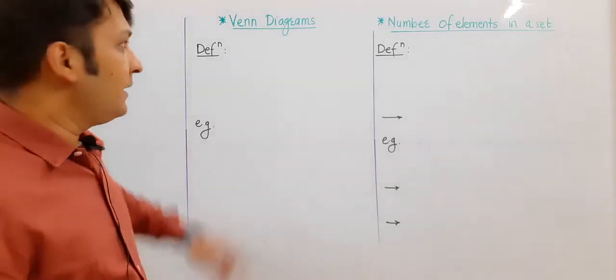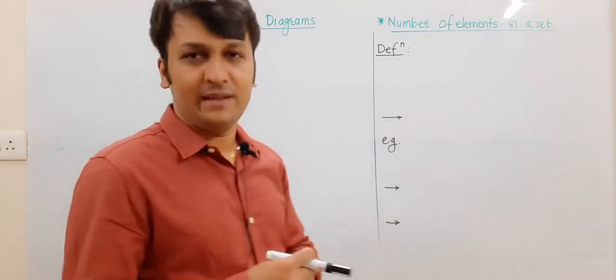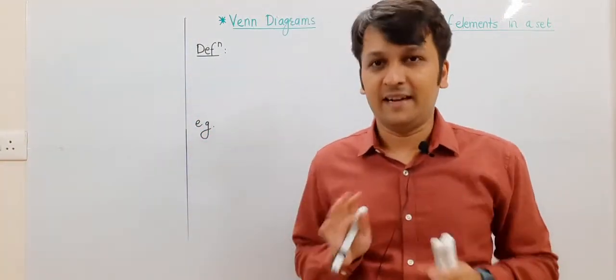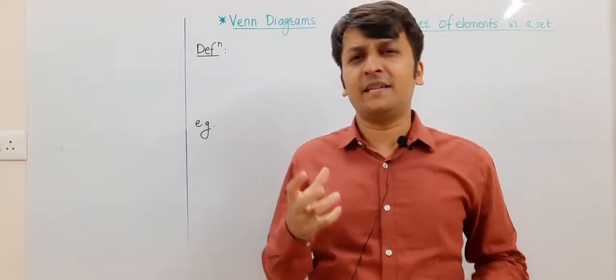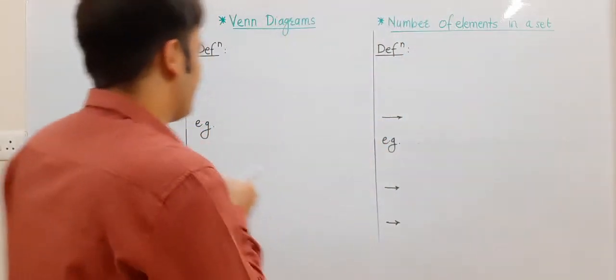Yes. Now we will start Venn diagrams. What do you mean by Venn diagram? Venn diagram means it's a representation of a set in terms of a figure. Correct? In terms of a figure, that is a basic plane figure: rectangle, triangle, circle, anyone. Correct? So I can write the definition like this.